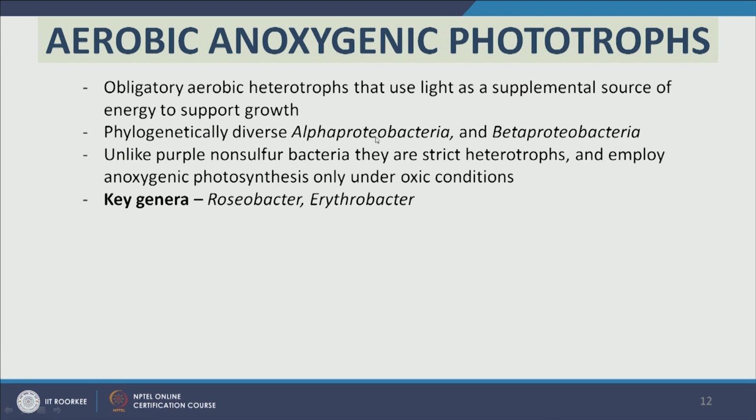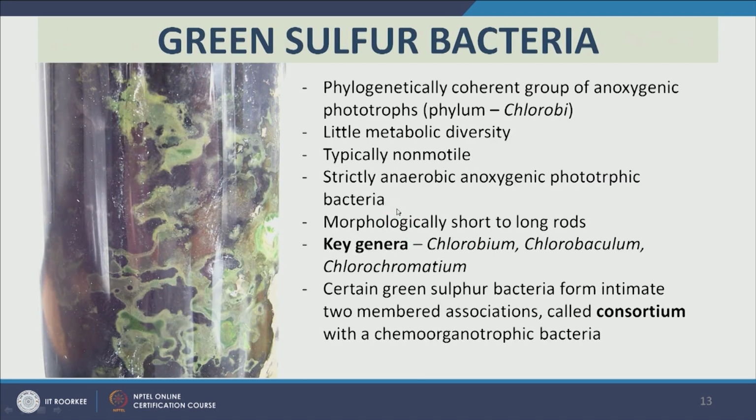They are phylogenetically diverse within alpha and beta proteobacteria. Unlike purple non-sulfur bacteria, they are strict heterotrophs, so no autotrophy for them, and they employ anoxygenic photosynthesis only under oxic conditions. So when oxygen is present in their environment, only then will they undergo photosynthesis that does not generate oxygen, and they are mostly found in the Roseobacter and Erythrobacter genera.